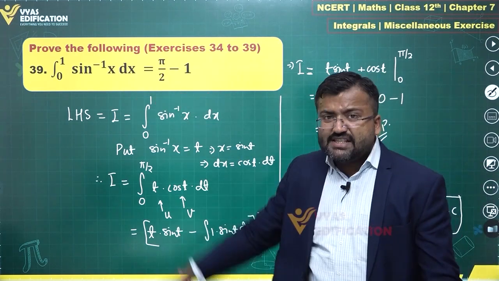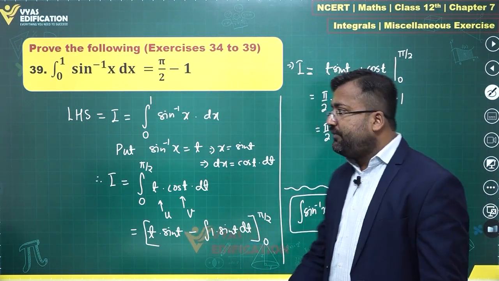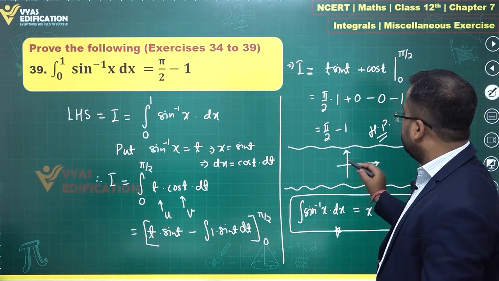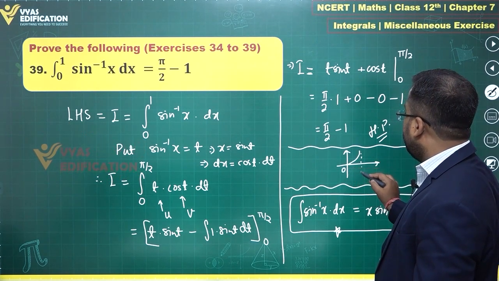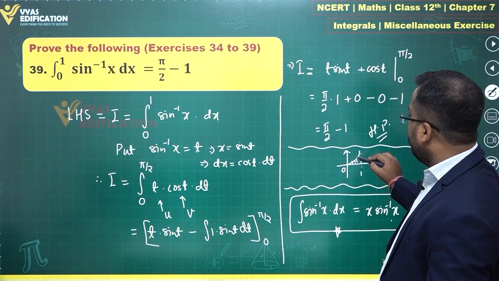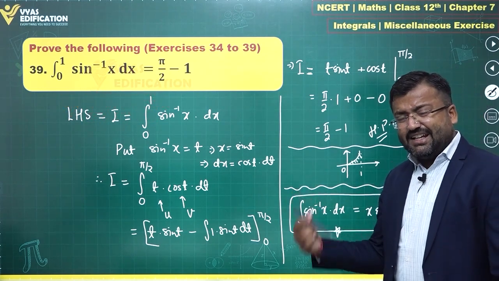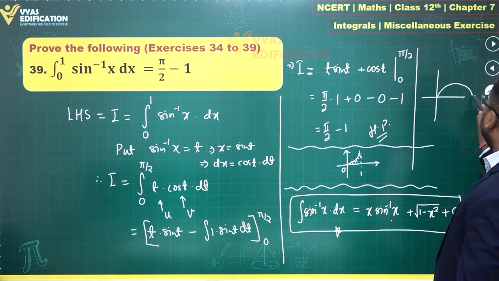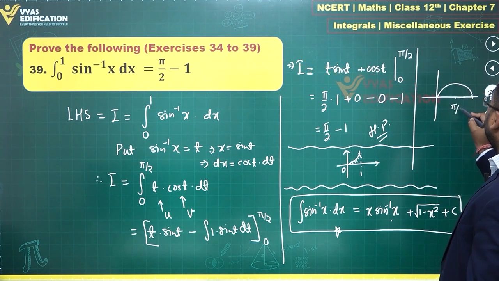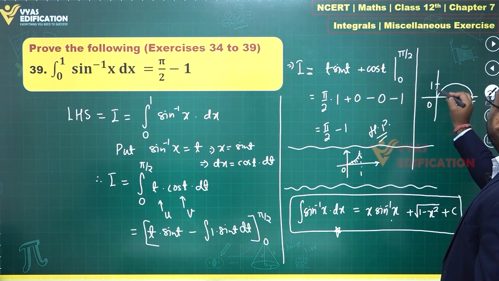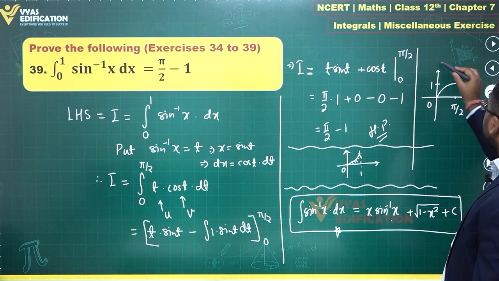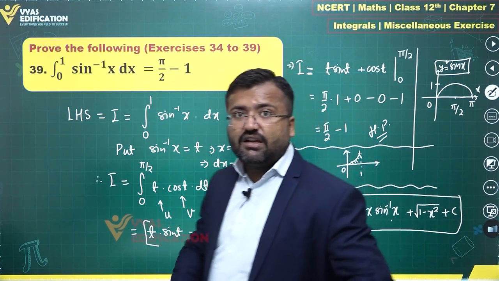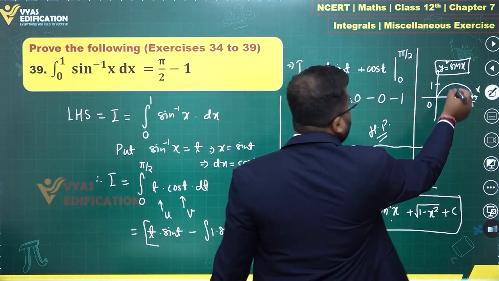Is there any other way to deal with this? Yes, there's another way, which is using applications of integrals, that is using area concepts. This is the curve of sine inverse x from 0 to 1, and we want this particular area over here. For directly solving this, I want you to remember one thing. This is the x-axis, this is the y-axis, and this is the graph of y equals sine x. In this graph, I want you to remember one thing, which will be quite useful at a lot of places.